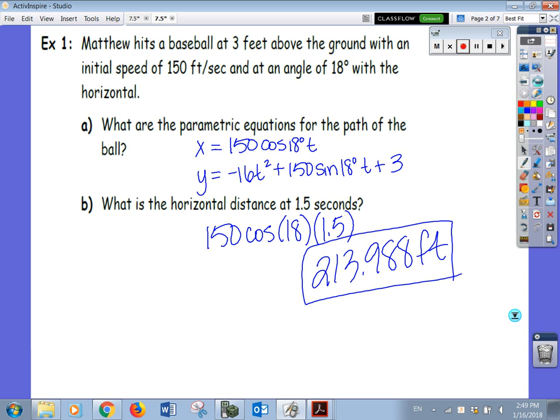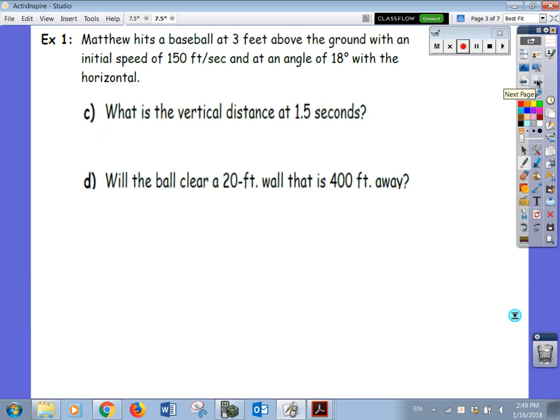Alright, and then the next question is just what is the vertical distance at 1.5 seconds? So, negative 16 times 1.5 squared plus, what are we at, 150 sine, again, be sure you close that parentheses before you multiply by the 1.5, plus 3. And there's lots of different ways you could do that.